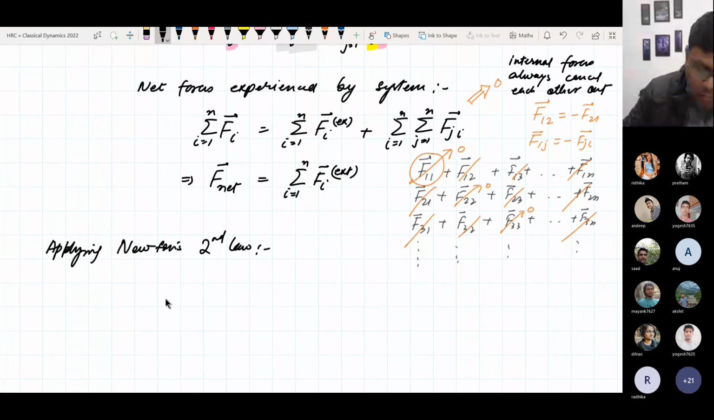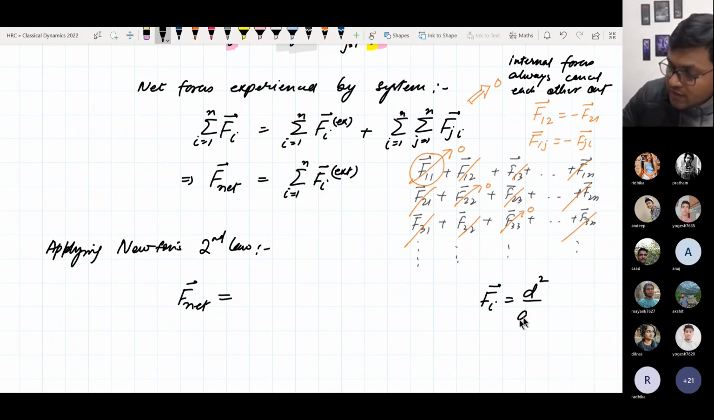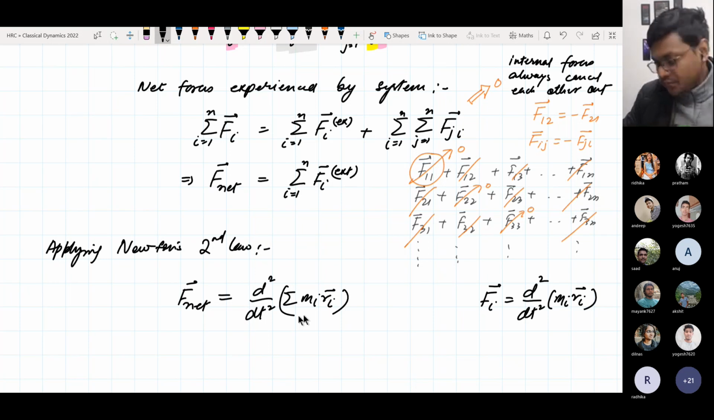So applying Newton's second law, we end up getting that F net is equal to the summation of all the external forces involved, and one force Fi can be written as d²/dt² of mi ri. So F net here we can write as d²/dt² of summation of mi ri. We can write this. All right.